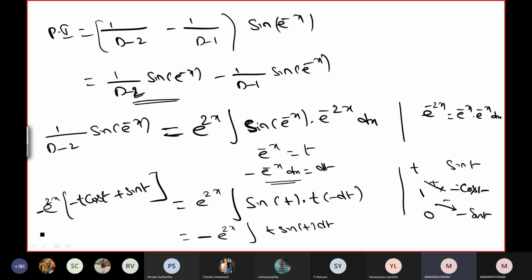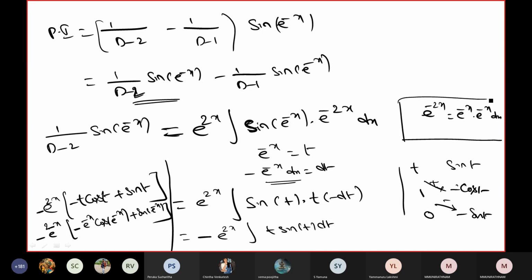Okay. So now replace t. e power 2x, t means e power minus x, cos of e power minus x plus sin of e power minus x. Okay. Are you writing it down? Any doubts, please?